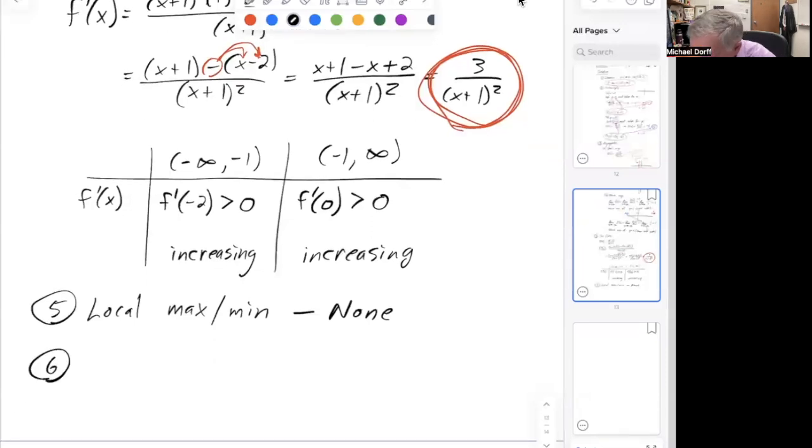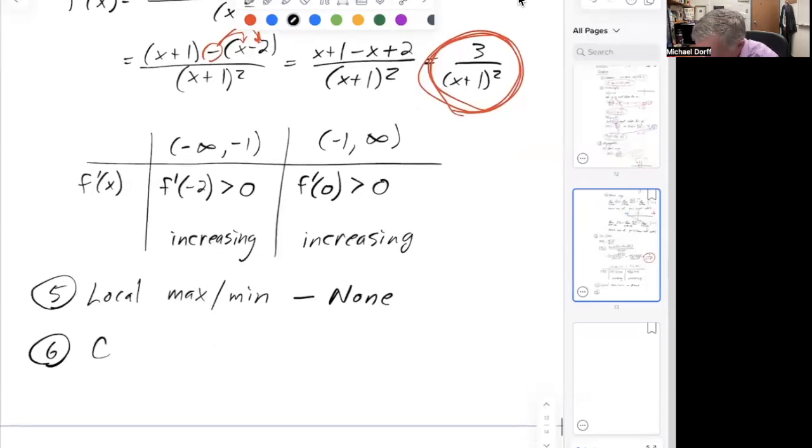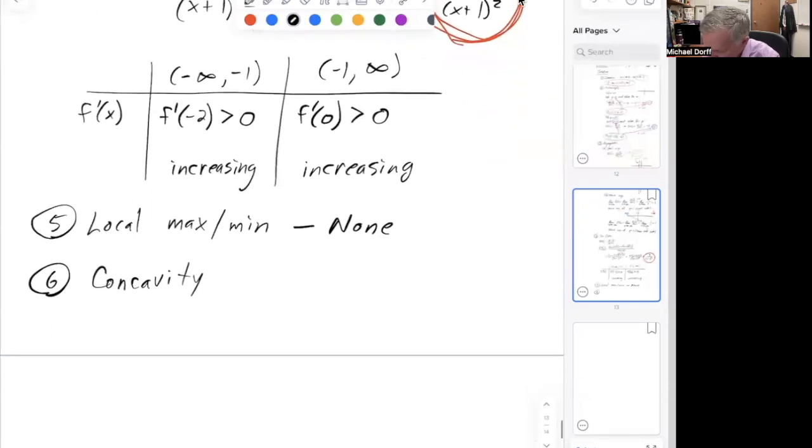All right, part 6, we want to do concave up and concave down. So we're looking at the concavity. So I'm going to look at the second derivative.